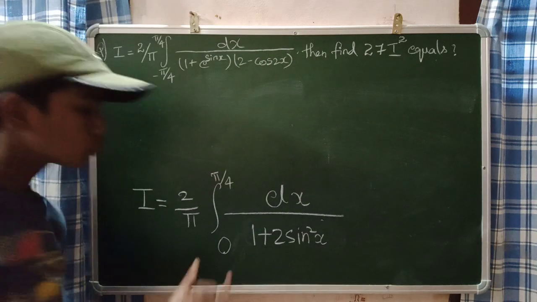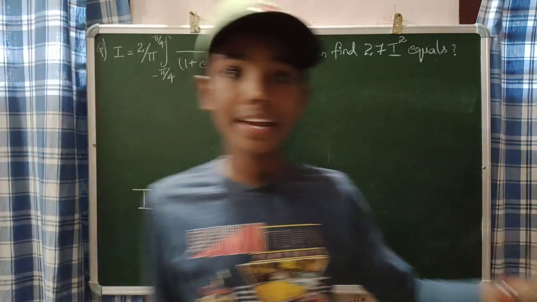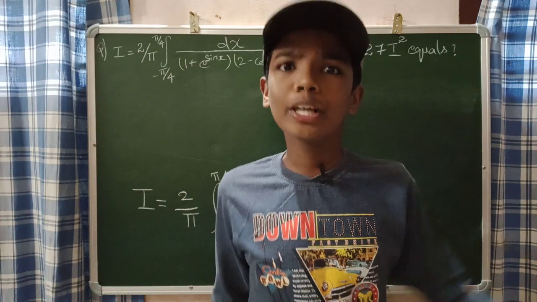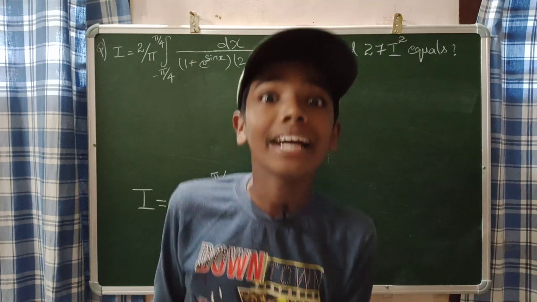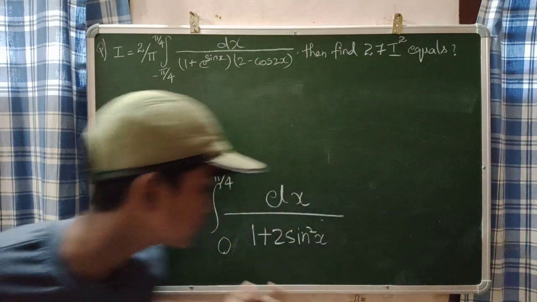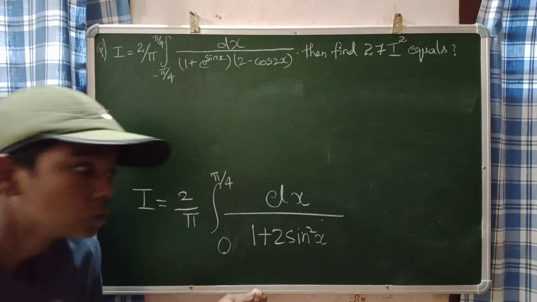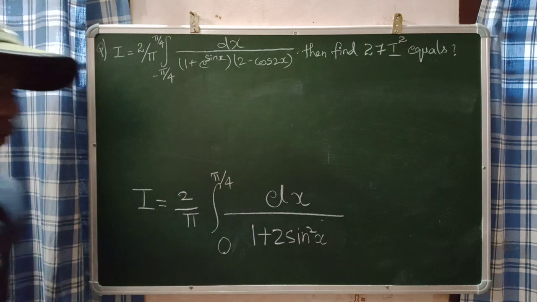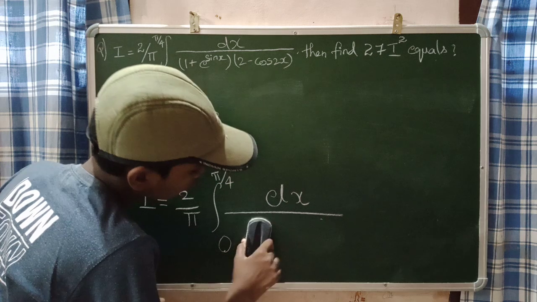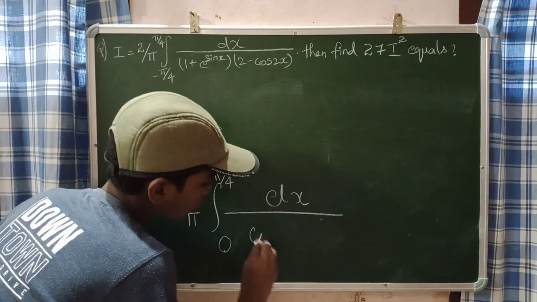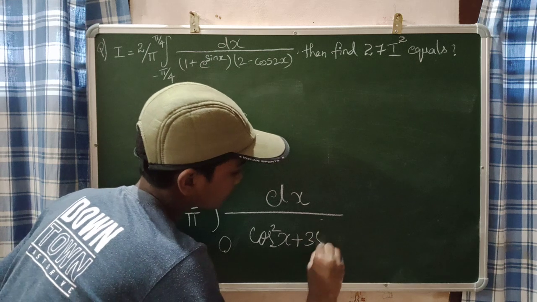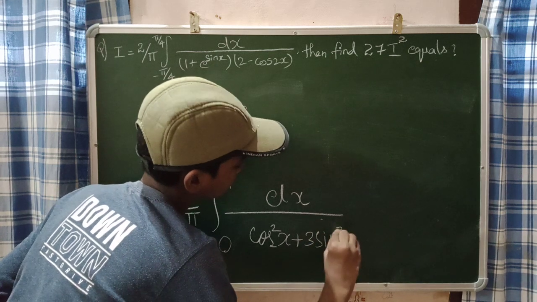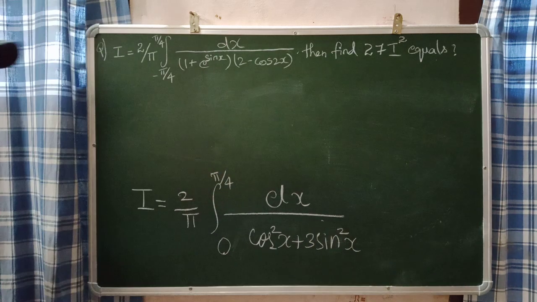I am going to write this 1 as sin square x plus cos square x. I can write like that, because 1 is sin square x plus cos square x, which is your Pythagorean identity. That is very important, guys. Sin square x plus cos square x can be written as 1. So I can write this 1 as sin square x plus cos square x. When I do that, what you will get is cos square x plus 3 sin square x. Correct, guys? So this is what you will be getting.